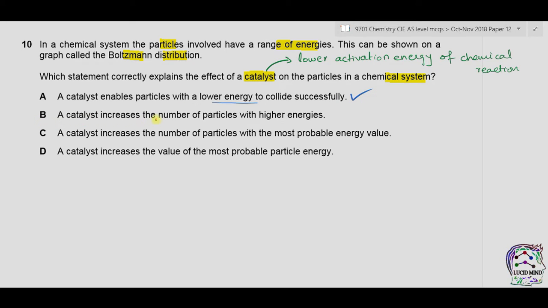Part B. A catalyst increases the number of particles with higher energies. Now catalyst cannot change the energy of particles, it means it cannot increase the number of particles having higher energy, so this is incorrect. C. A catalyst increases the number of particles with the most probable energy value. Again we can say that the particle energy is not affected by catalyst. Part D. A catalyst increases the value of most probable particle energy. Again this is incorrect because particle energy is not affected by catalyst. Only activation energy of reaction is lowered. Correct answer is therefore A.